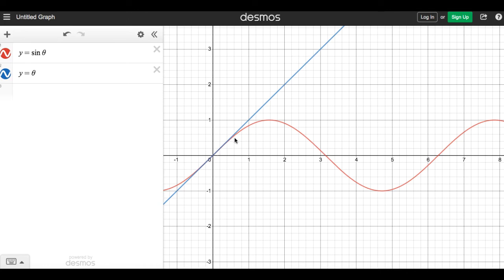The red graph is y is equal to sine of theta. And at small angles, in other words, in here, when we've got small angles theta, the two graphs are basically identical. Once you get bigger angles, once we move along the theta axis here, they start to diverge from each other. But at small angles, they're basically the same.